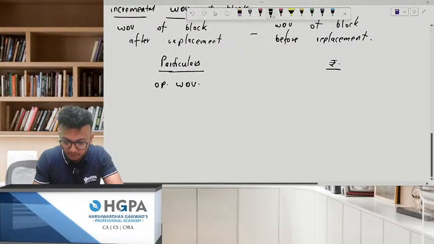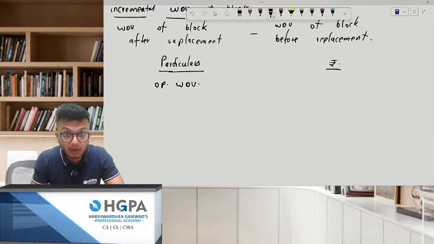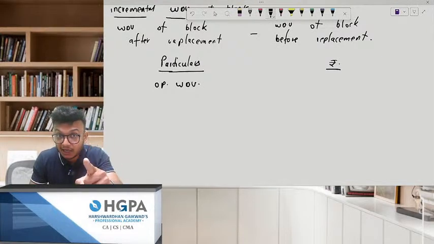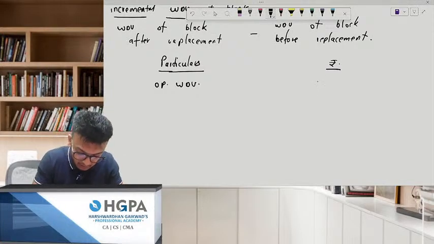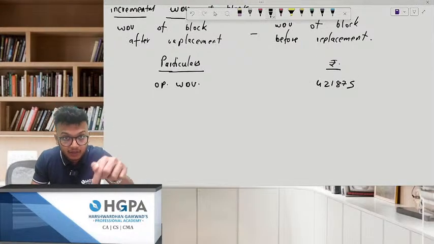Opening. How much is opening WDV? Ladies and gentlemen, how much is the opening WDV? I told you earlier. 10 lakh depreciated at 25% for 3 years. How much was it? 4 lakh 21,875. Have we computed now? First.